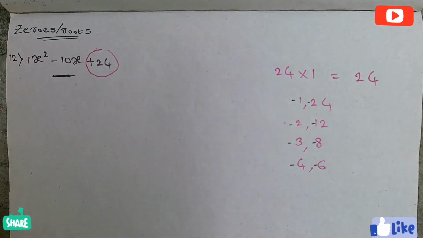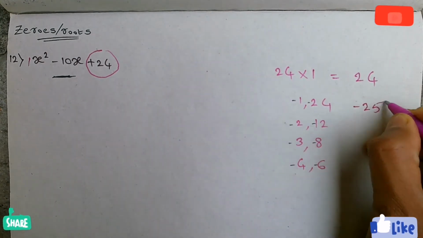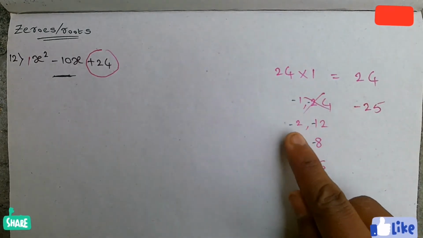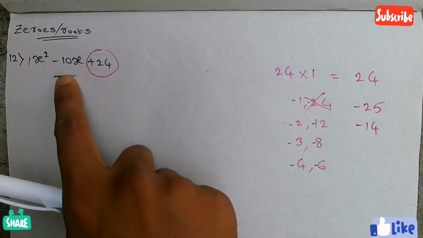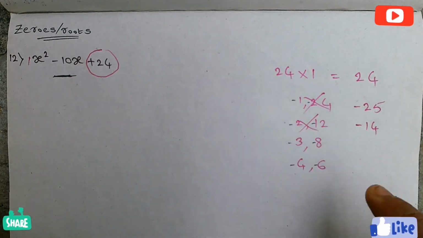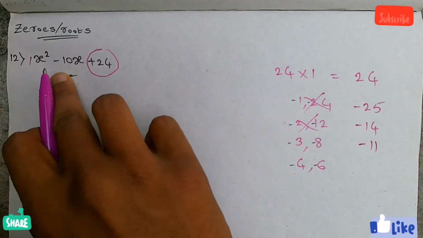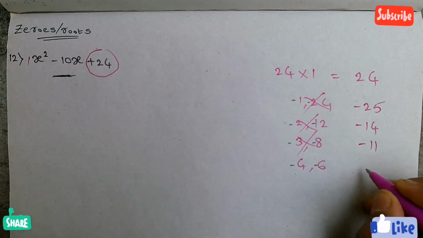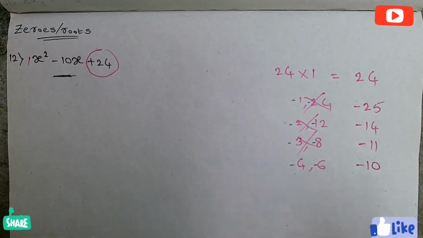Now check which one will be satisfied for the middle term. Minus 1 minus 24 is minus 25, but we want minus 10 here. So the first one is waste. Minus 2 minus 12 is nothing but minus 14, but in the middle we have minus 10, so it is also waste. Minus 3 minus 8 is minus 11, but we have minus 10 in the middle, so waste. Next, the last one is minus 4 minus 6, which is nothing but minus 10. Yes, this last one is the correct pair.